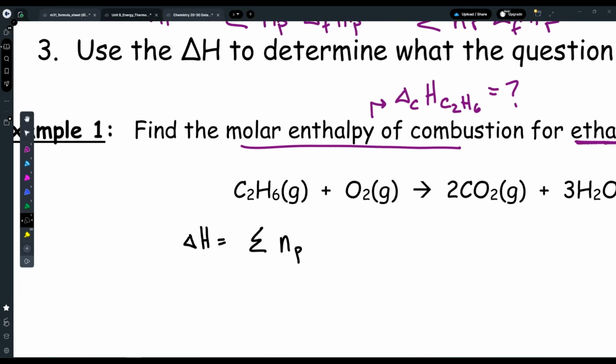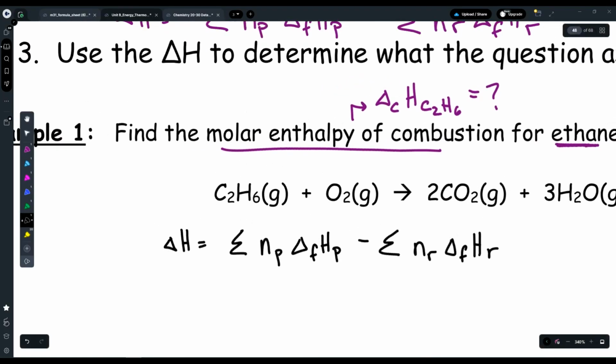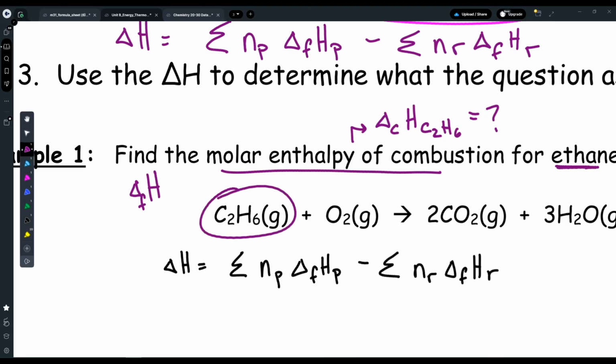So moles of the products times by molar enthalpy of formation of my products subtracted by the sum of moles of reactants times by molar enthalpy of formation of reactants. Okay, so before I get into this, I'm just going to write out my molar enthalpies of formation for each substance here. So let's start with ethane.